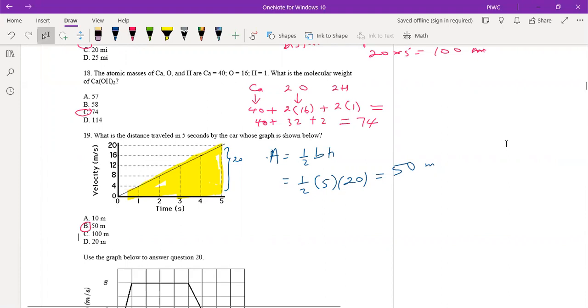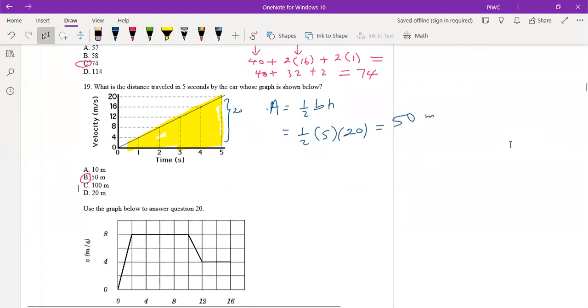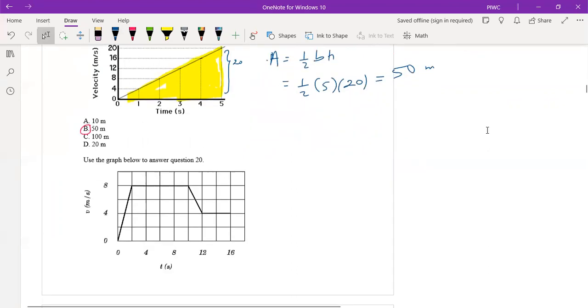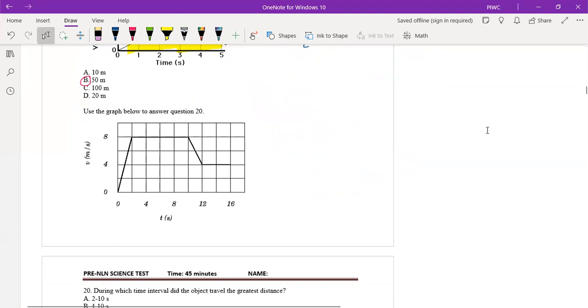Okay. So always shade the area, it's from 0 to 5, and then the area under the line between that interval. If it's a square or a rectangle, then it's length times width. The triangle has base times height. Okay.